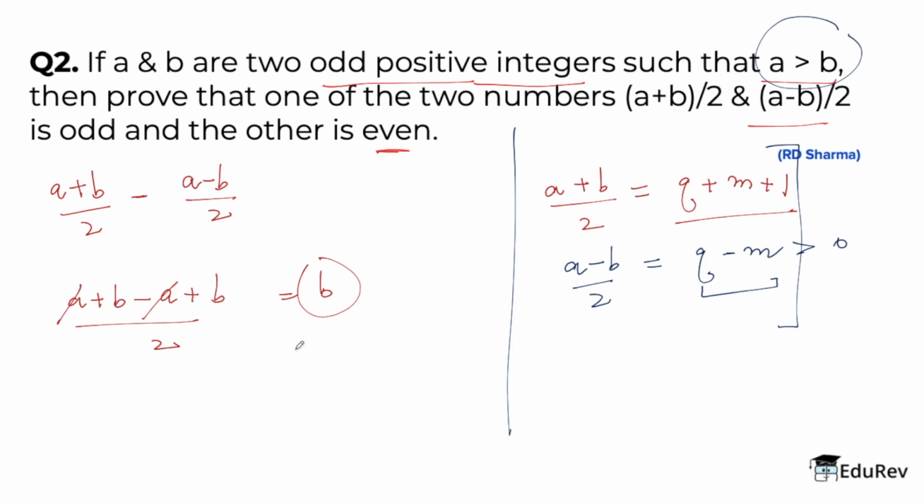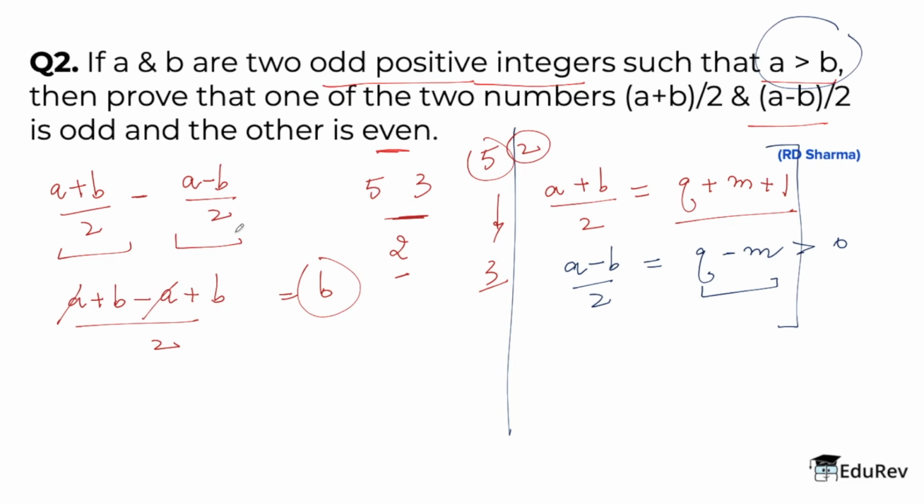Now we know that the difference of two integers is odd if one of them is odd and the other is even, correct? Because let's say I have 5 and 3. If I subtract them, it's going to be 2, that is even. But if I take two numbers of which one is even and one is odd, for example 5 and 2, and subtract, I'll get an odd number. So if one of the numbers (A plus B)/2 and (A minus B)/2 is odd and the other is even, the subtraction of these two should give me an odd number.